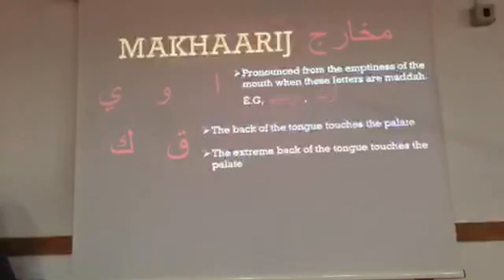The only difference: Qaf is when the extreme back of the tongue touches the palate, and Kaf is when the back of the tongue touches the palate. So Qaf goes more back. If you note, the further back the letter is, the longer it takes to pronounce. Between Qaf and Kaf, which letter will be quicker? Kaf, yes, because that's only the back, and Qaf is the extreme back. Understand? Kaf, nice and soft, is just the back of the tongue touching the palate.